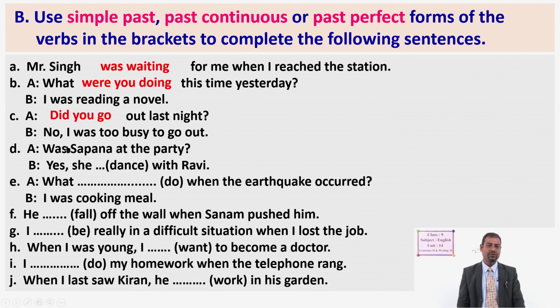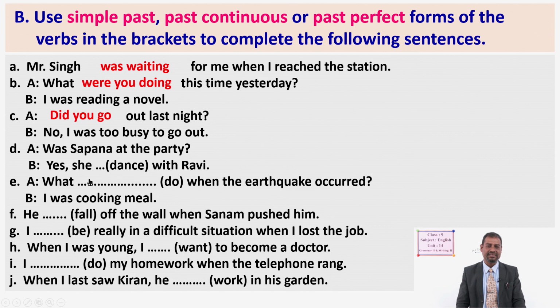Okay, if so, again we have another one, D. Was Sapana at the party? Is it a WH question or a yes-no question? Yes, you are right. Yes-no question. And its answer is yes. Now see, was Sapana at the party? Now we have a verb here in the brackets, dance.